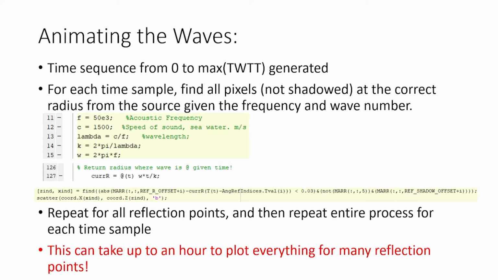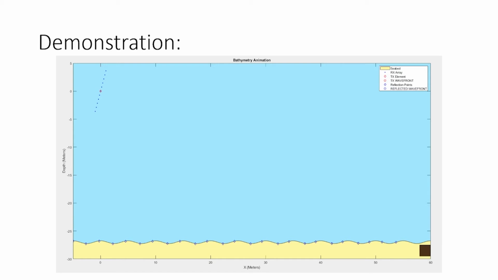Because this has to repeat for every time sample, there are some nested for loops there, and that makes it take a very long time to actually render. So watching it in real time while it's playing is pretty boring, but using the getFrame function in MATLAB, you can capture all of these frames and then play it back later in full speed. And that's what I've done here. So here I'm going to move over to a demonstration.